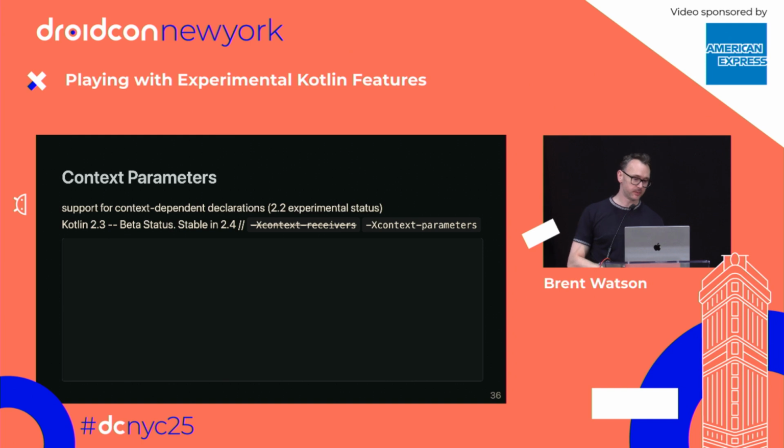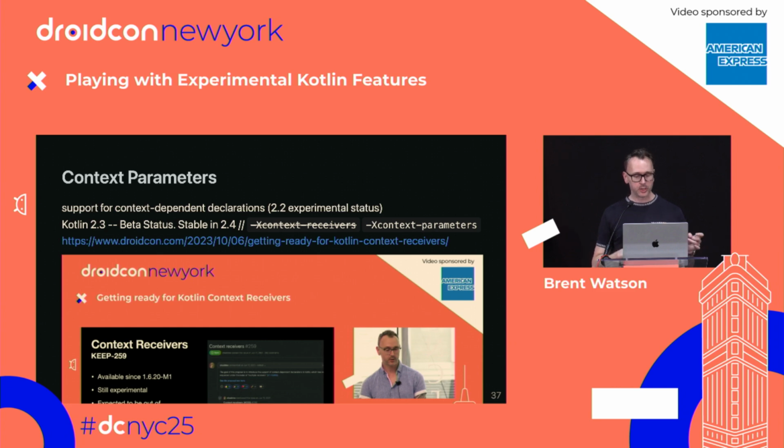Okay, so getting into some things that will now start coming out in the next few years. So we'll start with context parameters. These used to be called context receivers. They've now been renamed to context parameters. Two years ago at droidcon 2023, I gave a full 40-minute talk about context receivers. So it's a deep topic. You can spend 40 minutes talking about it. I'm going to give it two. So, if you're interested, go do some more research on these.